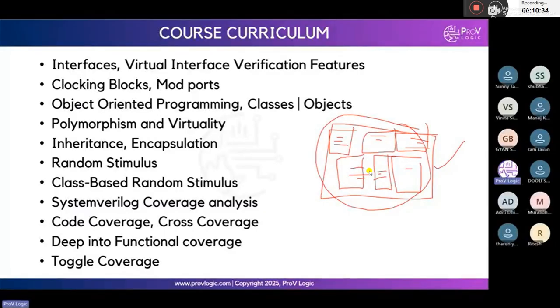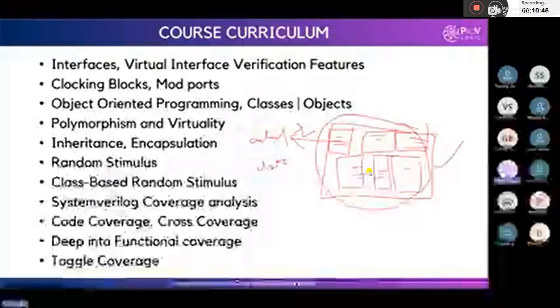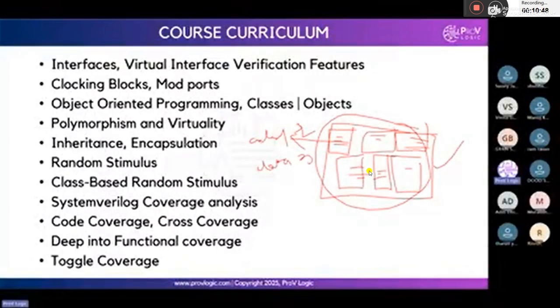That means what? We will verify the functionality, that is okay. But for every functionality, suppose a memory is there. In a memory, there will be an address. Suppose the address is 32-bit size. And there will be data, and the data will be 32-bit size. In this 32-bit size, if you verify the functionality, that's okay.